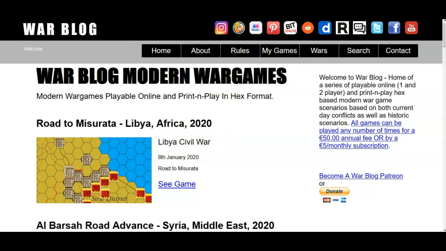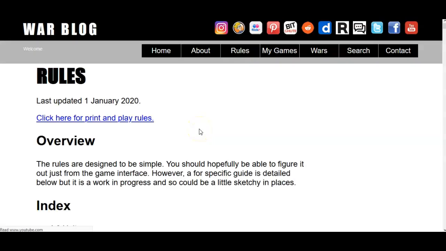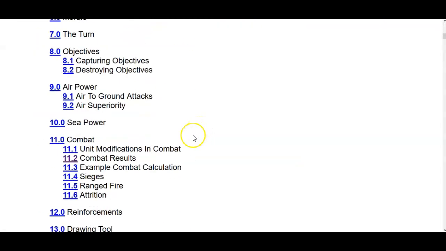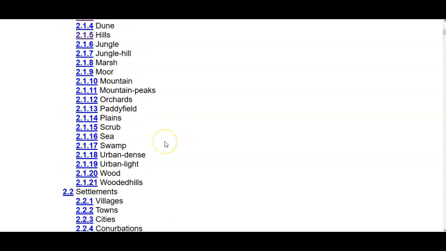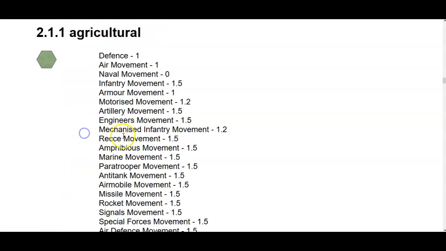So I have, but it's a little more complex than I first thought. I'm pausing that because I'm thinking, because basically what I've done, for example, this is agricultural.